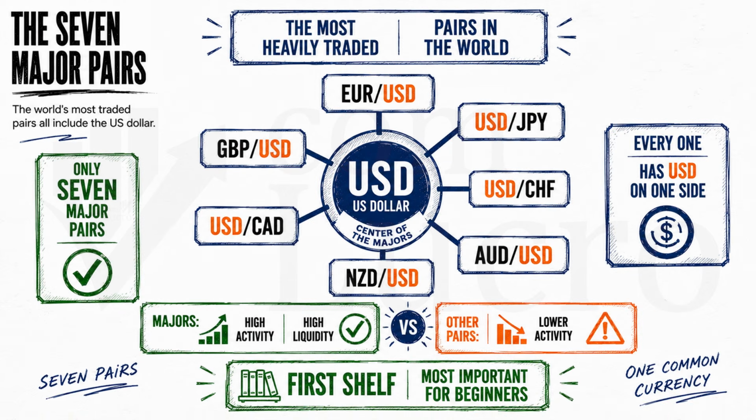The first shelf, and by far the most important one for you, is the majors. These are the 7 most heavily traded currency pairs in the entire world, and they all share one thing in common. Every single one of them has the US dollar on one side.